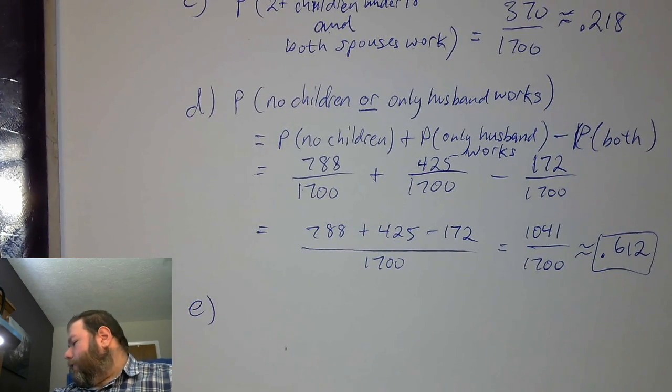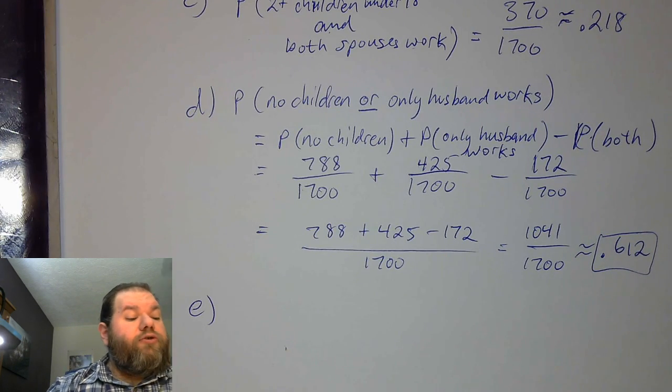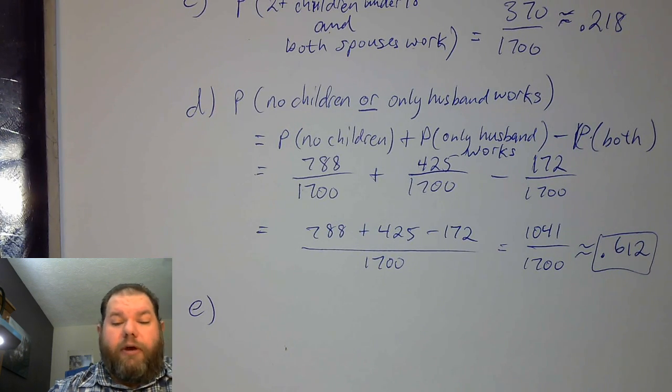The last part of this says, would it be considered unusual to select a married couple at random where only the wife is working?